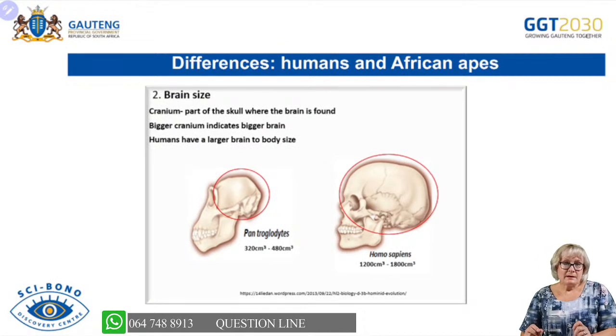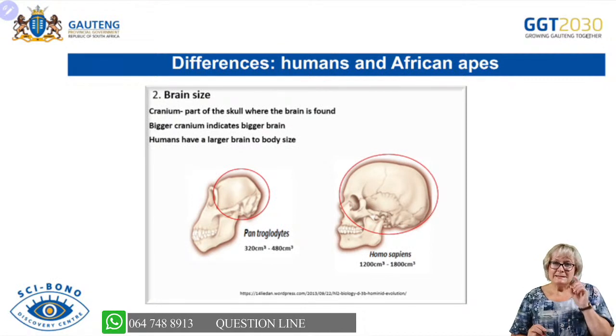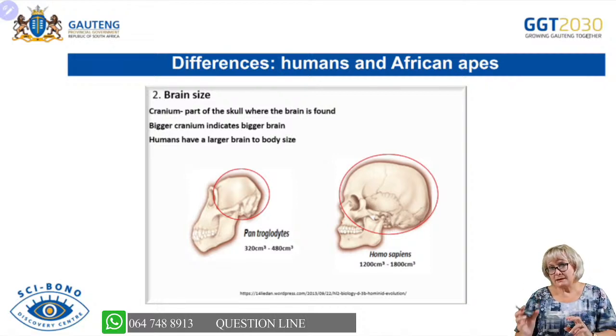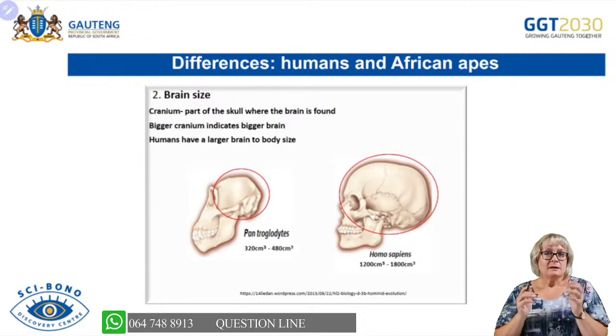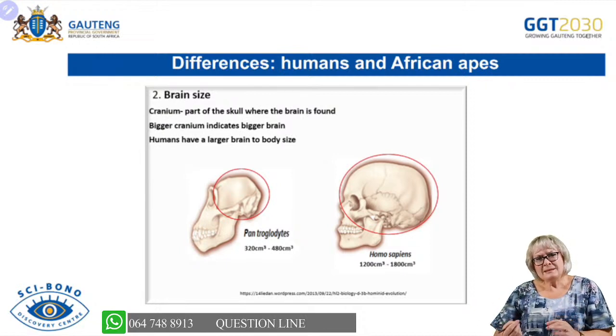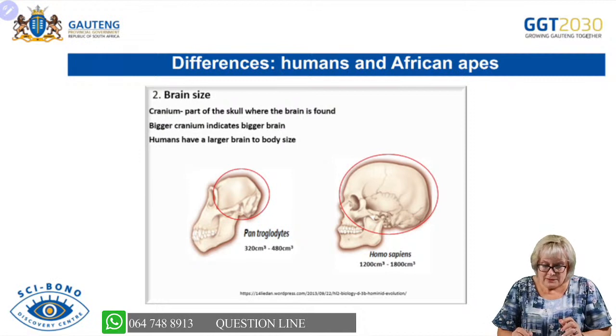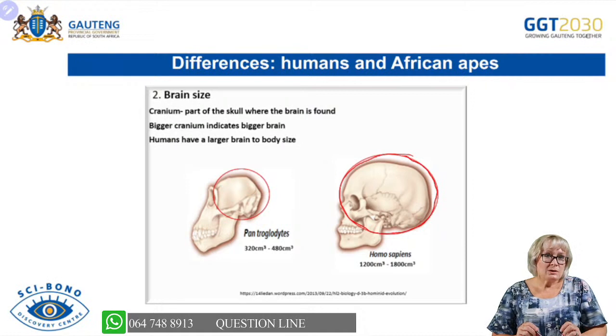Then brain size. Now you must listen very carefully. There's a difference between a skull and a cranium. What is a skull? It's all the bones in your head. That's your skull. But where's the cranium of the brain? The cranium is only this part where the brain is actually situated. That's your cranium. So please, you must know the difference.